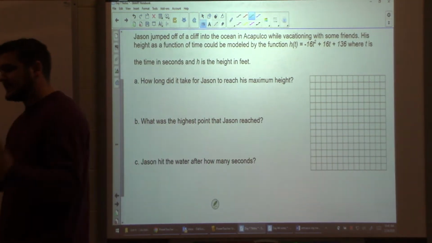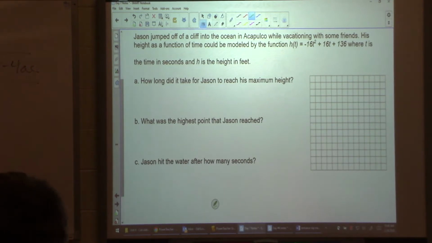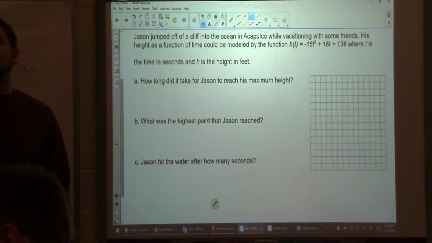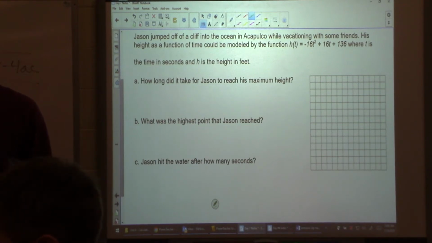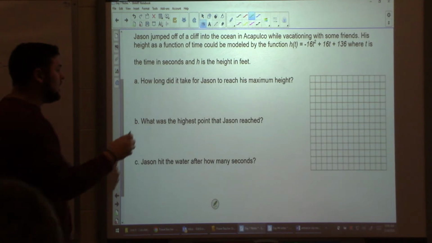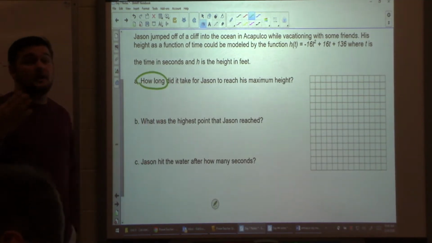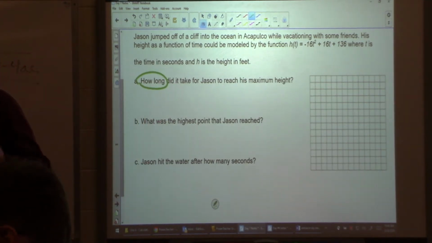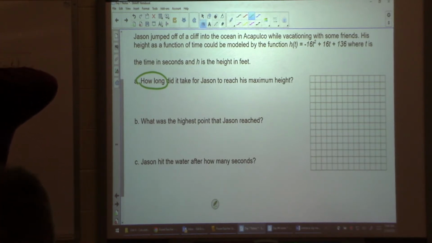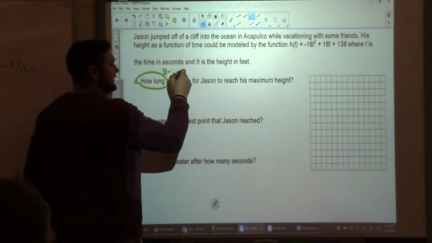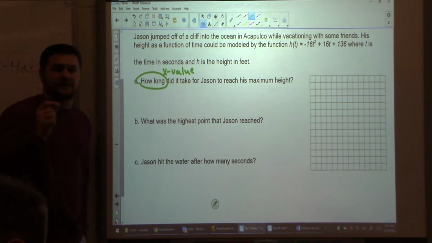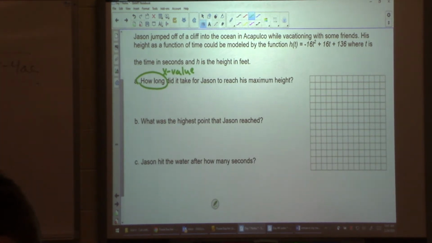Let's think about what they're asking us. What are they asking us specifically in that problem? They're asking for y, because they're asking for the height. Okay, but hold on. The key word is the first two words. How long? So that's time, right? How much time does it take to get to that maximum height? So if I'm looking for time, that means I'm looking for which value, x or y? X. I'm looking for an x value, and it's a specific x value. It's when he's at his maximum height.